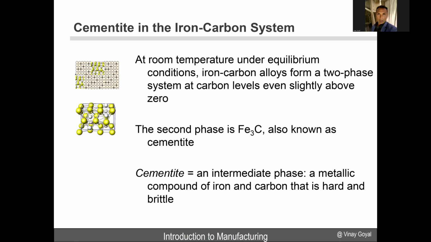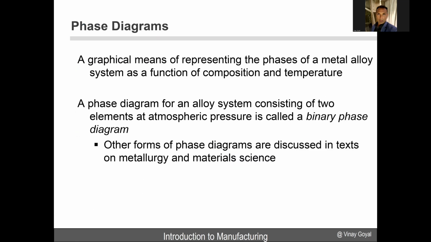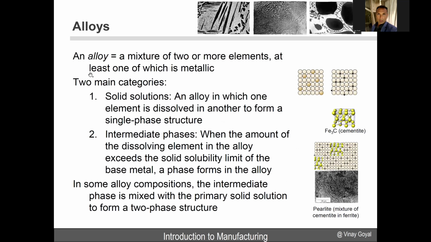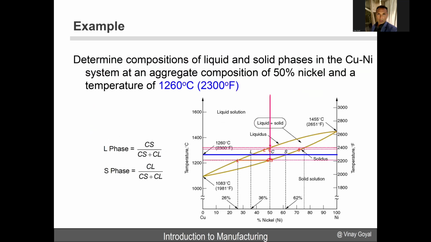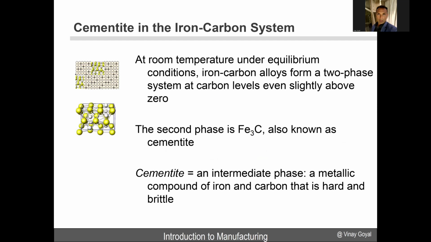Cementite is an intermediate phase we talked about earlier, which is a metallic compound of iron and carbon that is hard and brittle. Let's go back and review that really quick to make sure we didn't go fast. For an alloy, there are two main categories: solid solution, where one element gets dissolved into another and forms a single phase structure. The intermediate phase is when the amount of the dissolving element in the alloy exceeds the solid solubility limit of the base metal, so a new phase forms in the alloy. I can take the intermediate phase and mix it with a primary solid solution to form a two-phase structure. That's what we're talking about right now, that third category. And so here we're talking about cementite in the iron-carbon system.